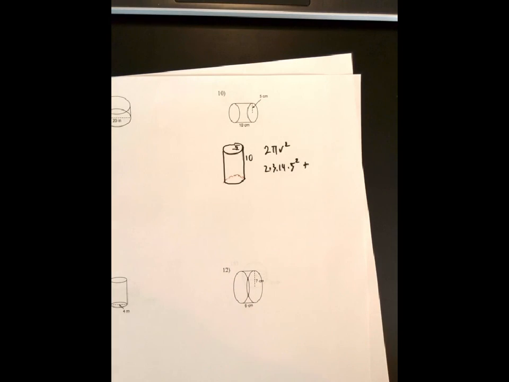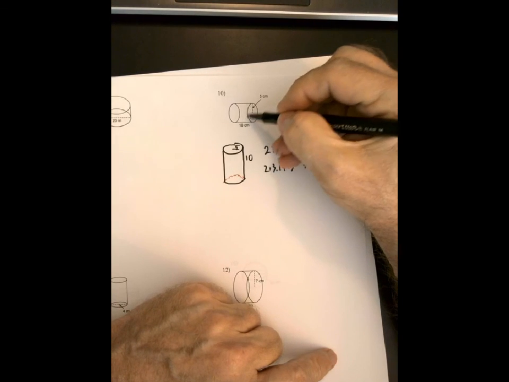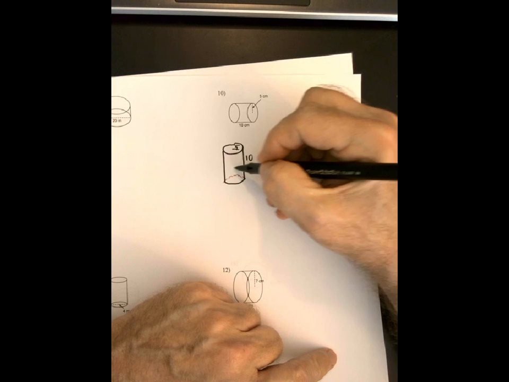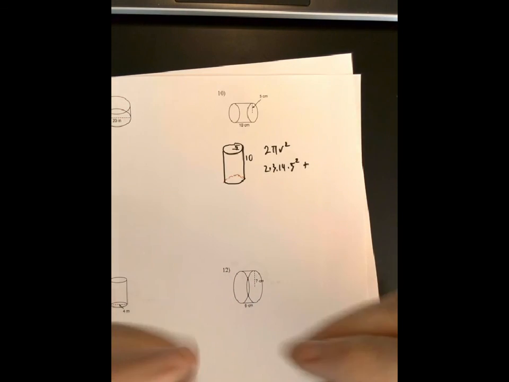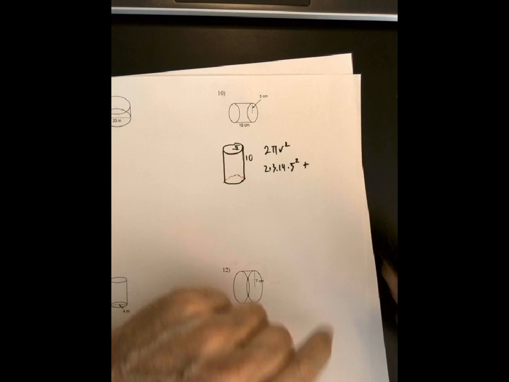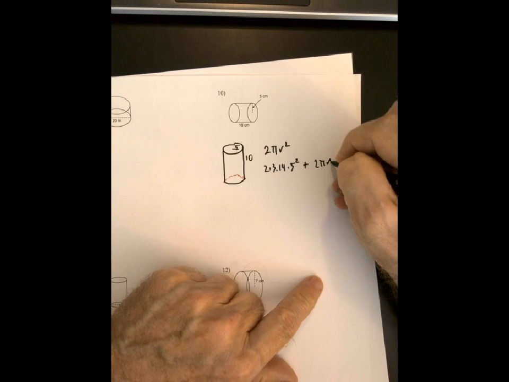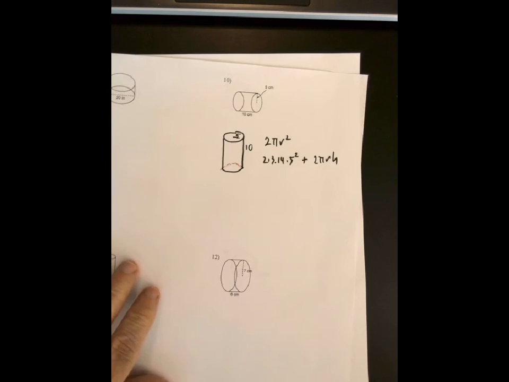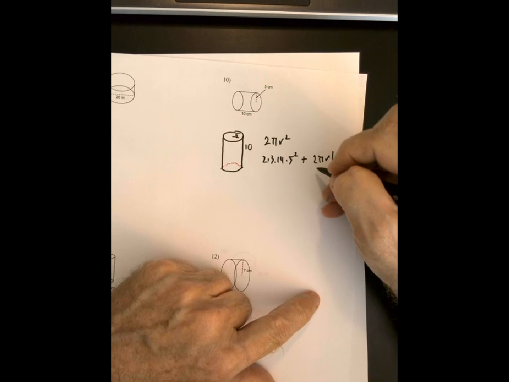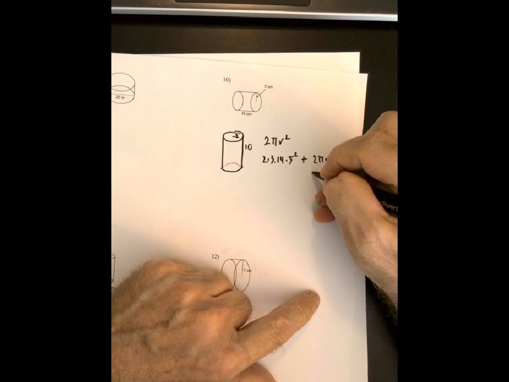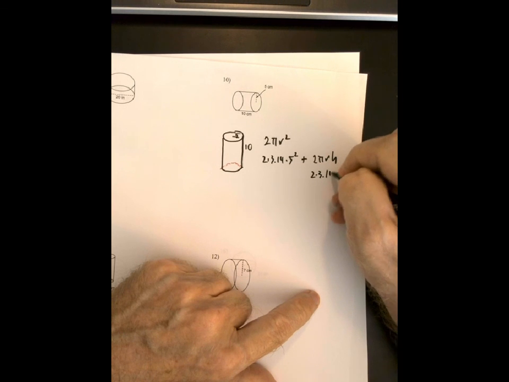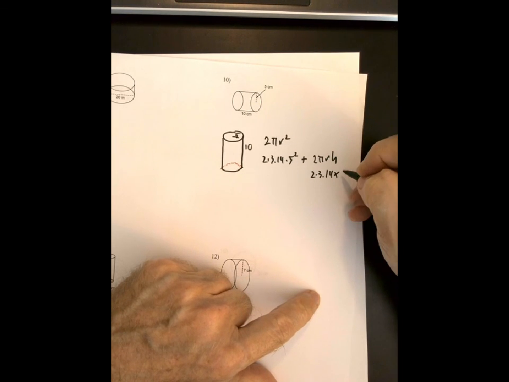But then we have to add something for the lateral side, the vertical curved side. What's the area of that? Well, it was 2 pi r times h, because it was the circumference times the height. So that's 2 times 3.14 times 5 times 10.